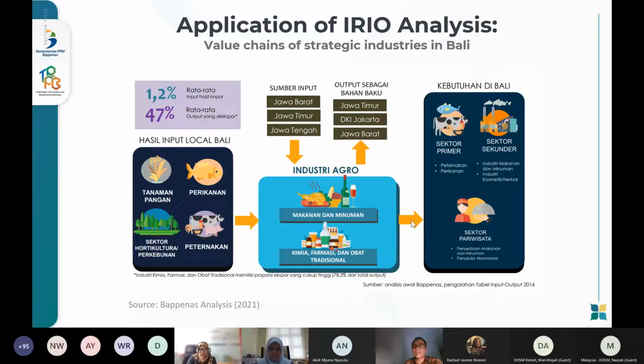By knowing this linkage, we can tailor-make the policy that facilitates the key sectors related to the two industries, for example, transportation, logistics, and so on.